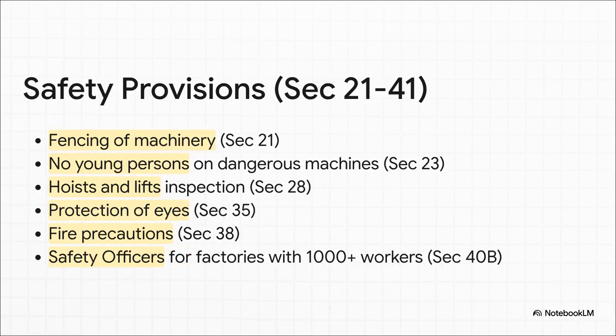Next up is safety. If health is about the environment, safety is about preventing accidents before they even have a chance to happen. This part gets technical, covering things like putting fences around machinery and inspecting lifts. And here's another key threshold you gotta know. Section 40B. If a factory has 1,000 or more workers, it is legally required to hire a dedicated safety officer.